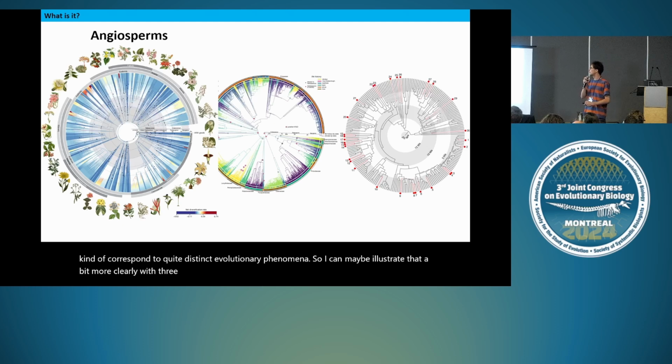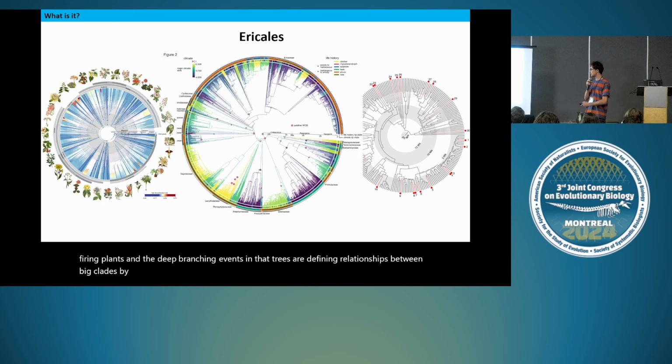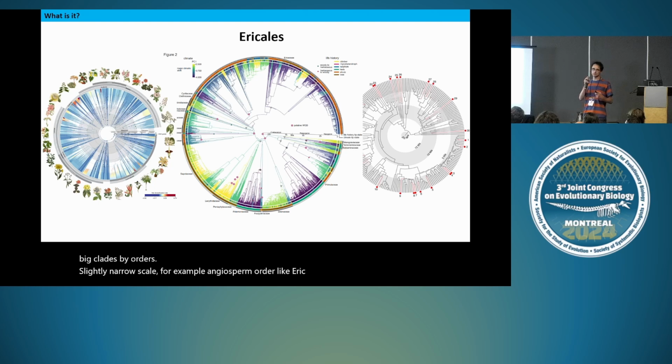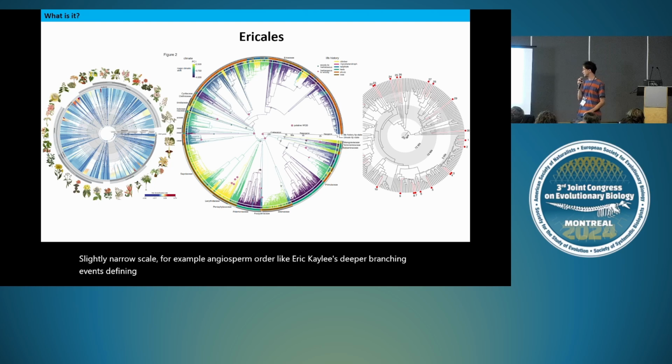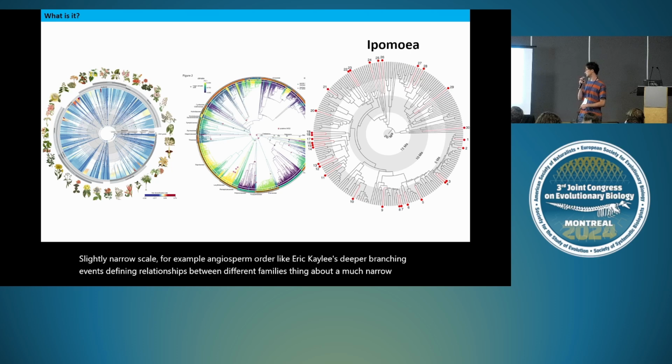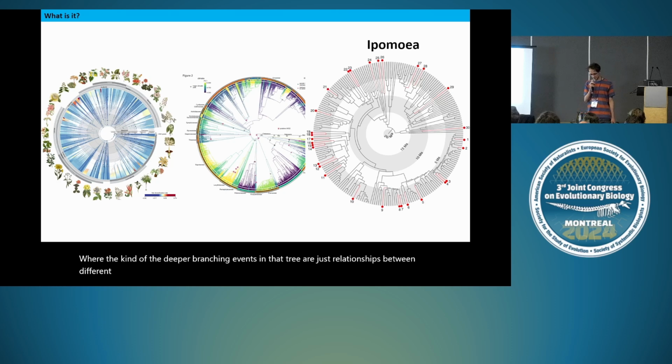So you might have a really broad phylogenetic scale, like the whole of flowering plants, where the deep branching events in that tree are defining relationships between big clades like orders. At a slightly narrower scale, for example an angiosperm order like Ericales, deeper branching events are defining relationships between different families. Then you might have a much narrower scale like the single genus Ipomoea, where the deeper branching events in that tree are just relationships between different parts of a single genus.